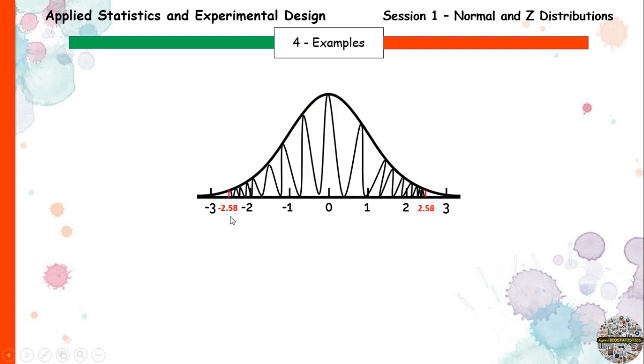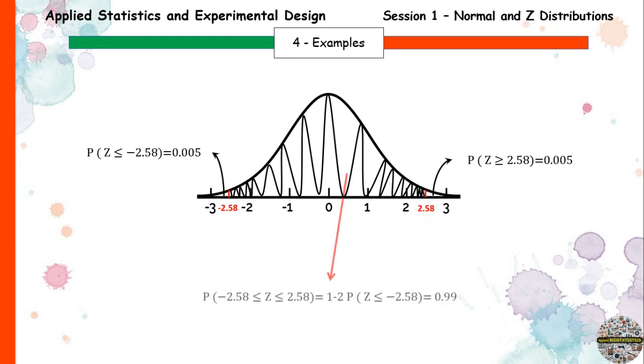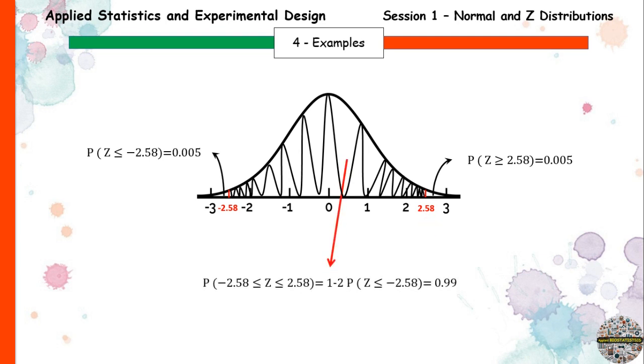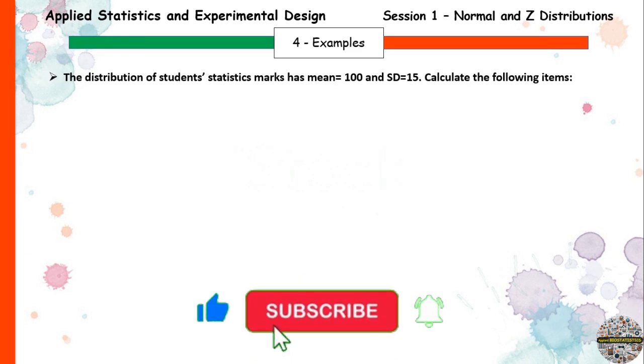And what about -2.58 and 2.58? We actually use the same approach, and we will have 99%. So the probability of values between these two values is 99%.